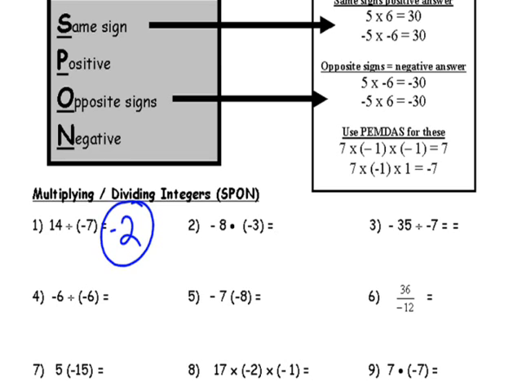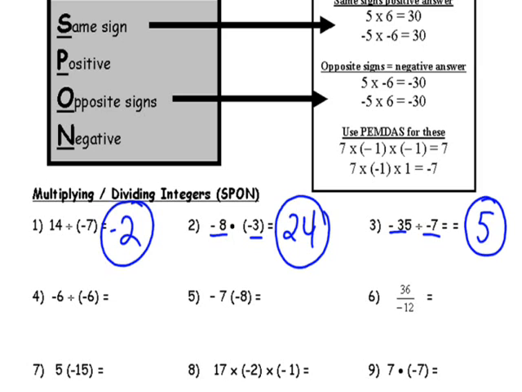On the next one, I just ignore the signs. I do 8 times 3 is 24. The signs are the same. They're both negatives. So the answer is a positive 24. For number 3, I just ignore the signs. I just do 35 divided by 7, which is 5. The signs are the same. And since they're the same, it's a positive 5.